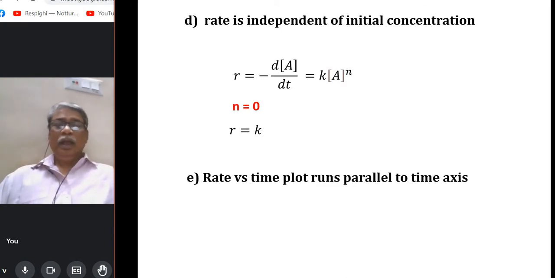Okay. The next question is in the same slide because it's actually parallel to the first one. Rate versus time plot runs parallel to time axis. That means it's saying that rate is constant, and that we have seen that rate is constant for n equal to 0. So the answer is n equals 0.